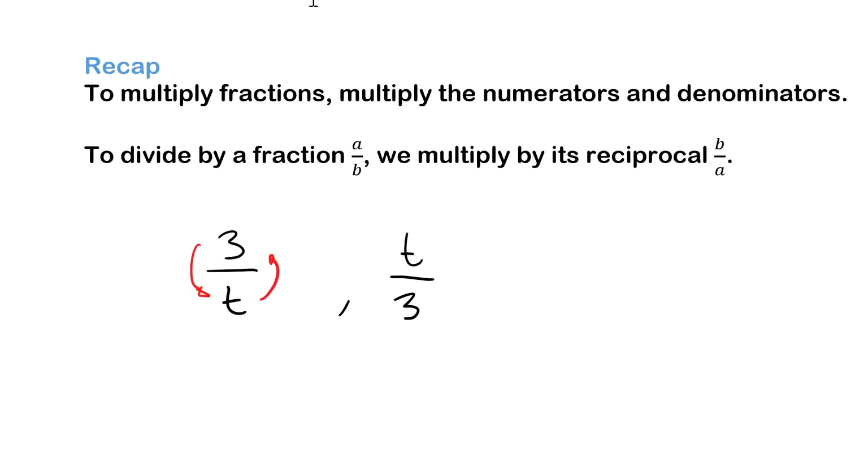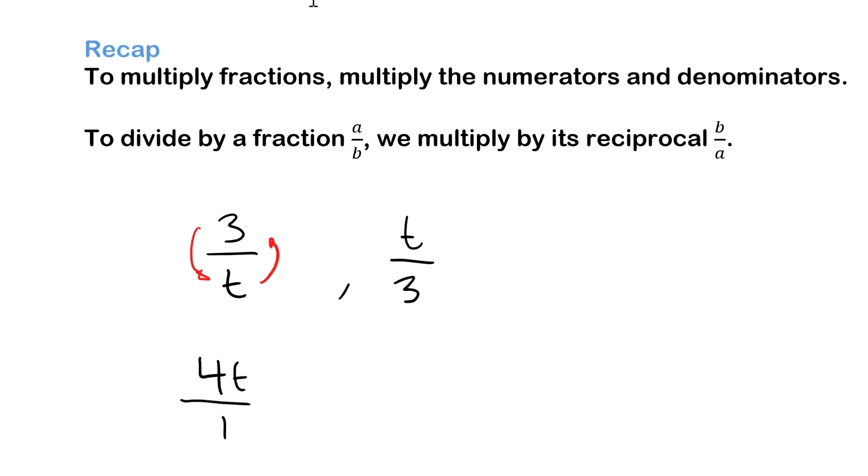Also remember, when you're dividing by a whole number such as 4t, let's say, you imagine that it's 4t over 1, and then you can flip that to get 1 over 4t. And that's all there is to this video.